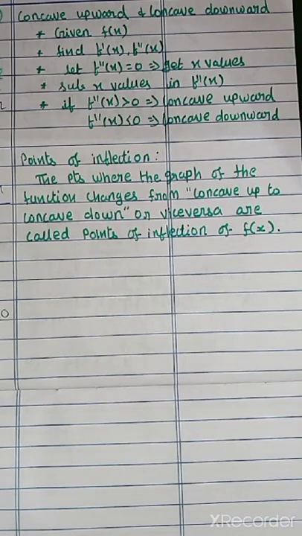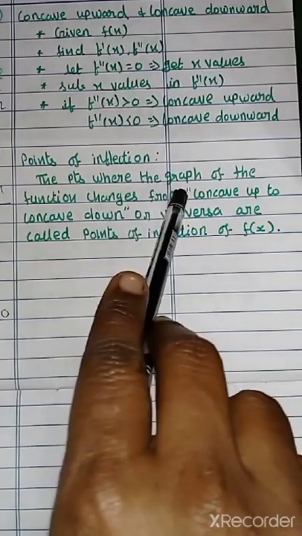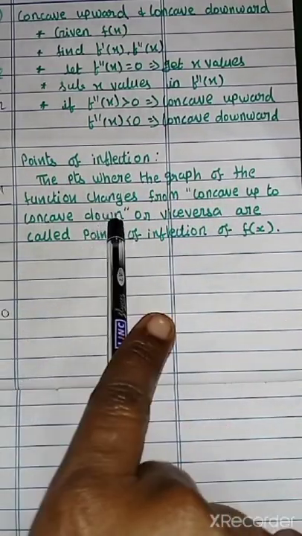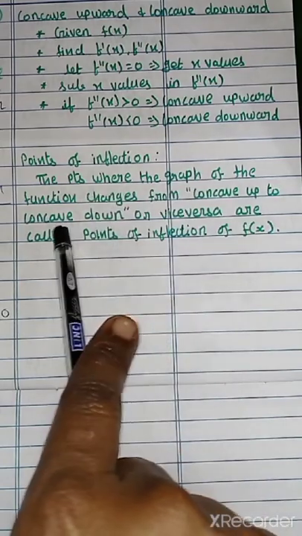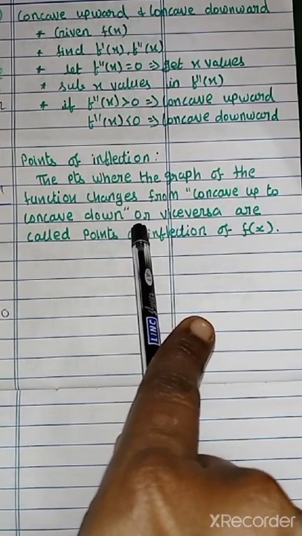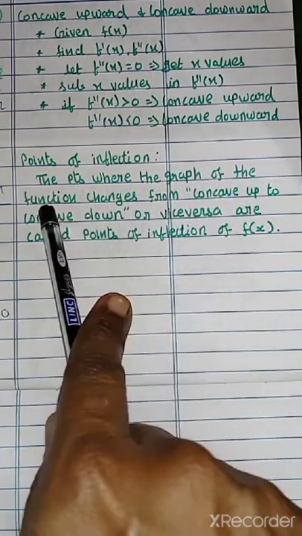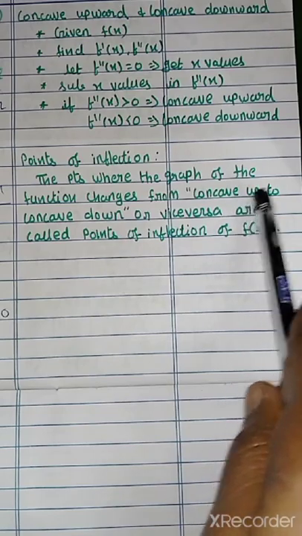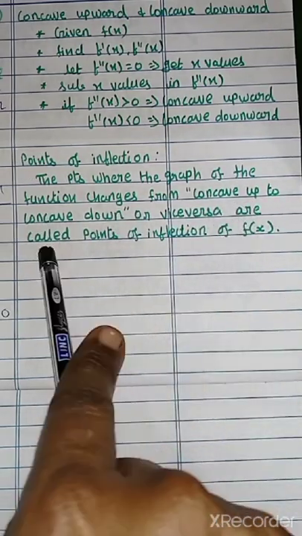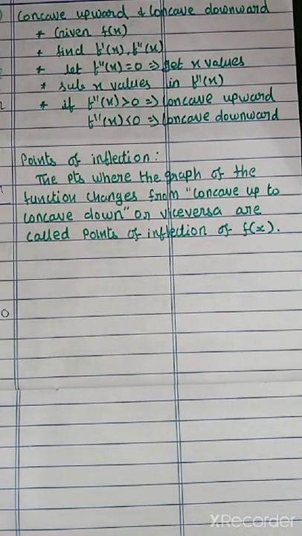Next, point of inflection. What does point of inflection mean? The point where the graph of the function changes from concave up to concave down, or from concave down to concave up, is called a point of inflection. Next, exercise 7.7: we are going to find out at what points it is concave upward, concave downward, and the point of inflection.